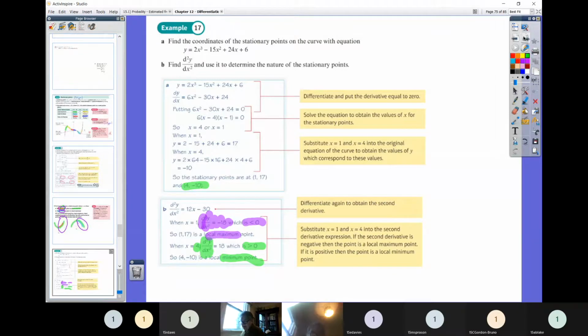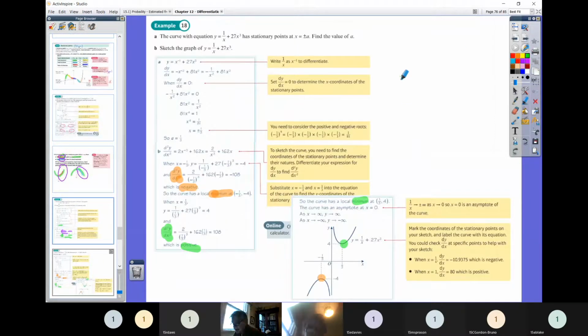And again, similar with example 18. Let's just go down to B. When we substituted into the second differential, we got a negative when x was minus a third. So that is a maximum. Then when we substituted in our second stationary point, a third, we got a positive d2y dx squared. Therefore, that was a local minimum. And then they just sketched it.